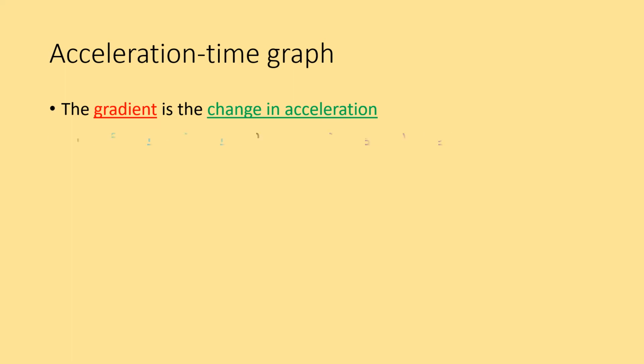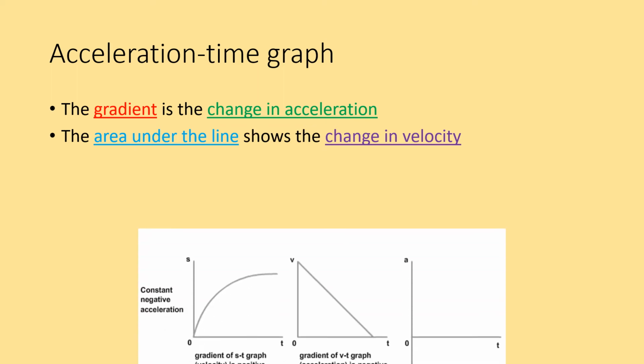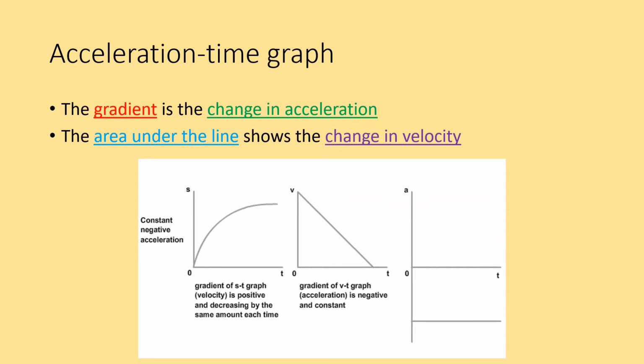Now, if we look at an acceleration time graph, the gradient is now the change in acceleration, how quickly the acceleration is changing. The area under the line shows the change in velocity. So you can see that the curved line in that first graph is a constant negative acceleration. That means it's decelerating. That's a displacement time graph. So the gradient of the displacement time graph is positive and decreasing by the same amount each time. You can see that the acceleration is becoming less.